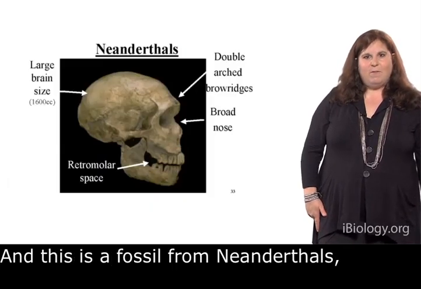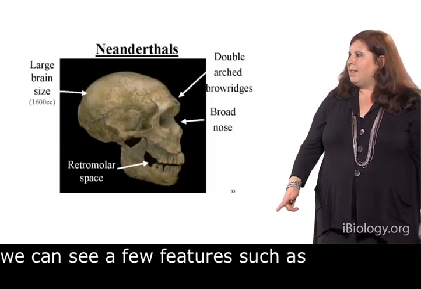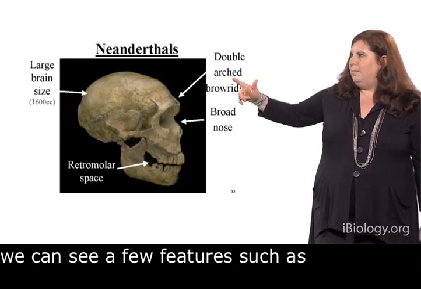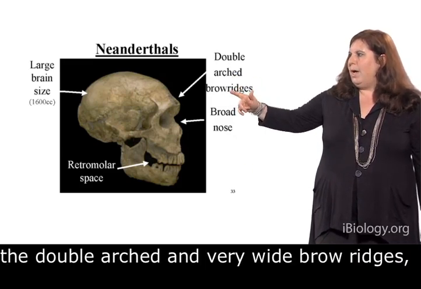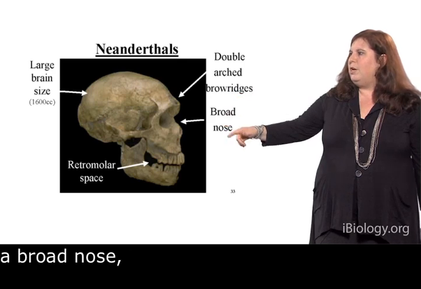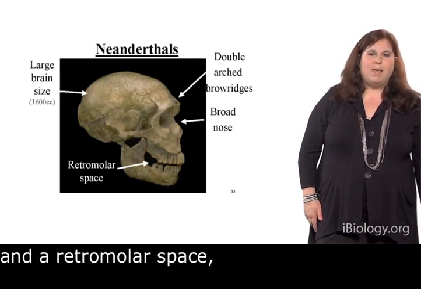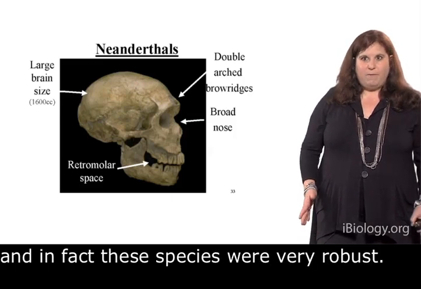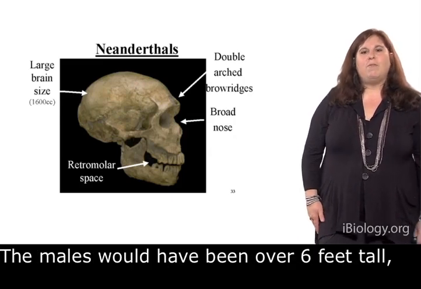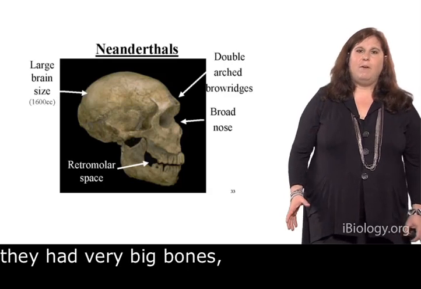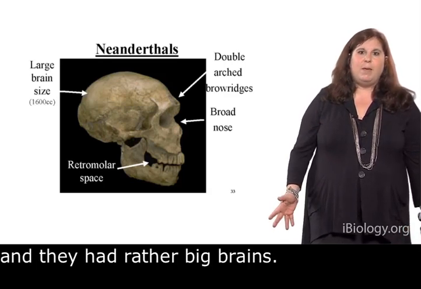And this is a fossil from Neanderthal. We can see a few features such as the double-arched and very wide brow ridges, a broad nose, a very large brain size, and a retromolar space. And in fact, these species were very robust. The males would have been over 6 feet tall. They had very big bones, and they had rather big brains.